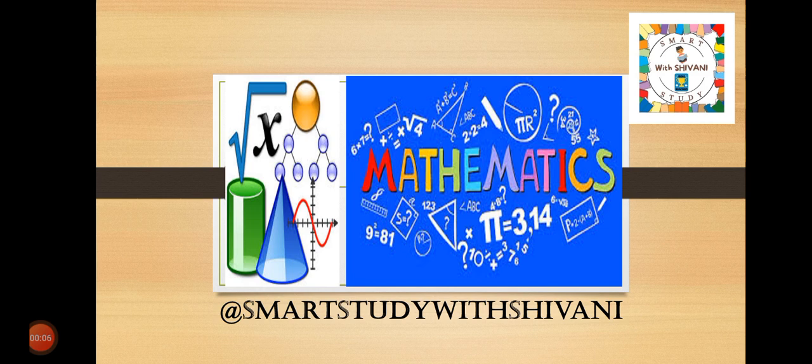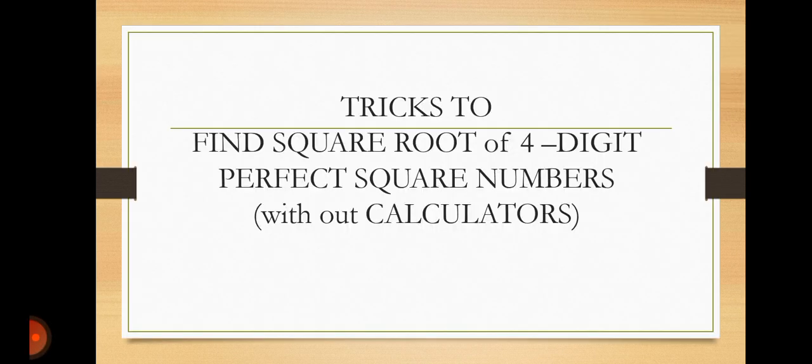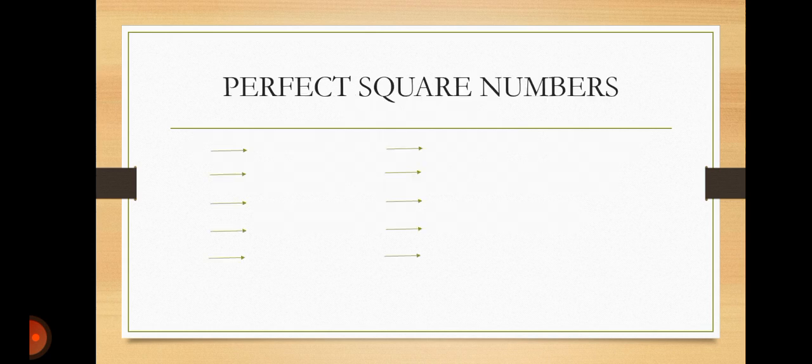I'm back again with one more video sharing with you the tricks and tips to find out the square root of a 4-digit perfect square number, but without using calculators. Yes, dear friends, we have certain techniques through which we can find out the square root of a big 4-digit square number, that too within a few seconds without using calculators. So without wasting much time, let's begin.